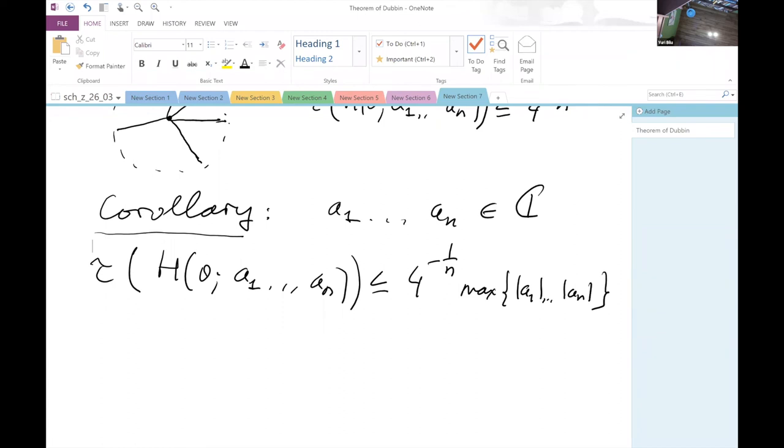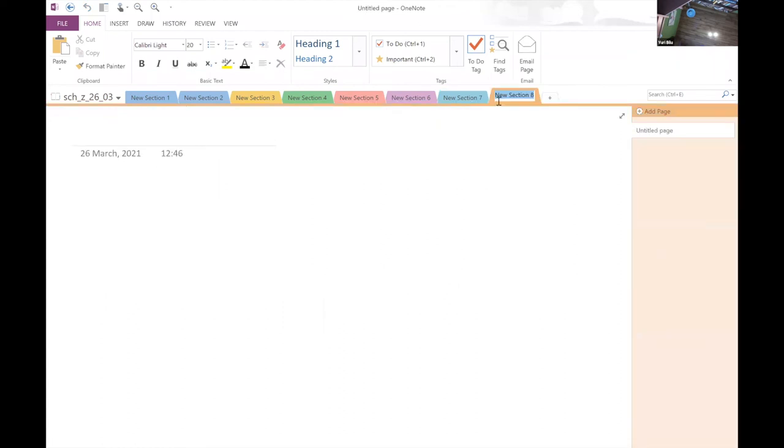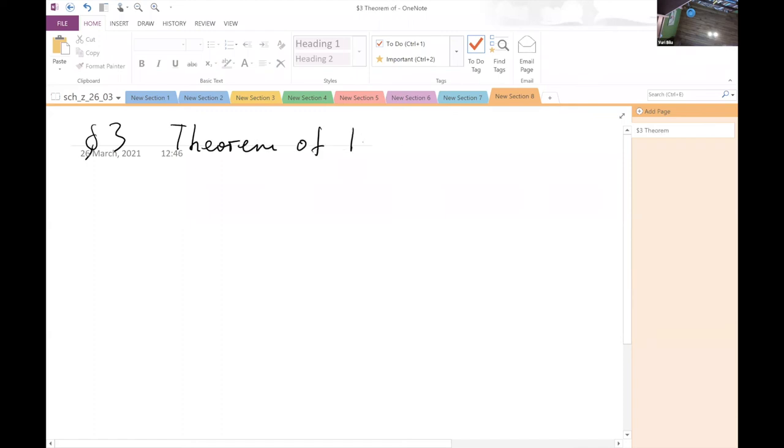Okay. Good. So then we can start section 3 or chapter 3. And this is the theorem of Poincaré. It's also related to transfinite diameter. It's an old, beautiful classical theorem. It is the following theorem.